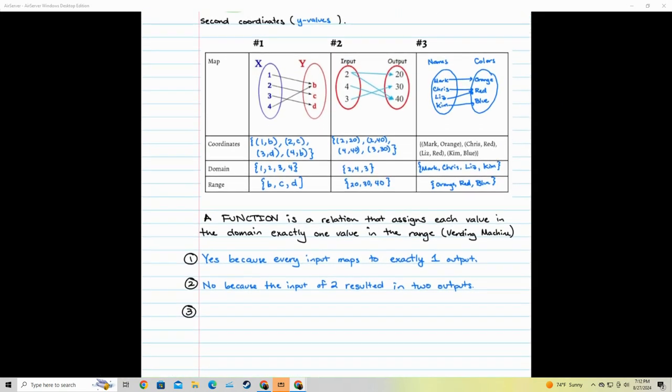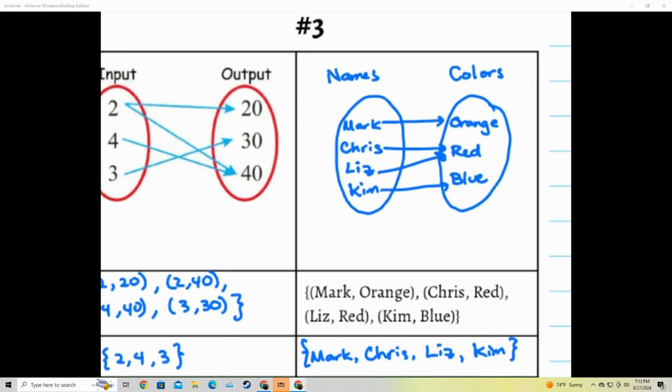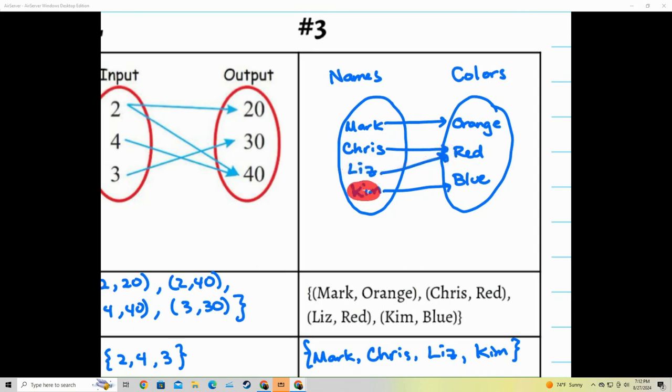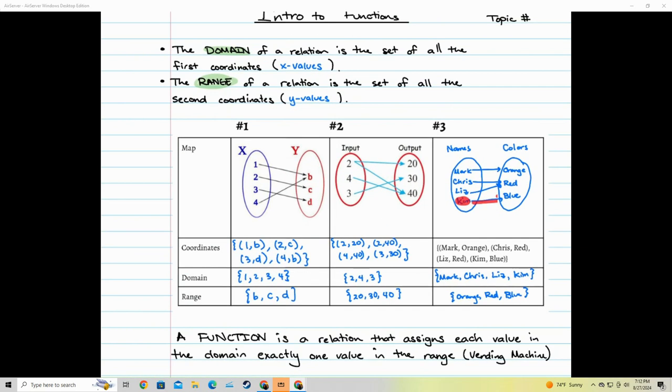Okay, let's take a look at the third one. On the third one, do you know what's going to happen when I press Mark? I'm definitely going to get orange. Do you know what's going to happen when I press Chris? I'm definitely going to get red. Do you know what's going to happen when I press Liz? I am also going to get red. And that is okay, because I know if I press Liz, out pops red. And then, do you know what's going to happen when you press Kim? Absolutely, it's going to be blue. So, is this a function?